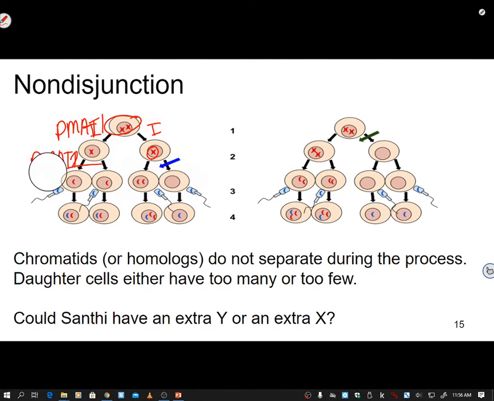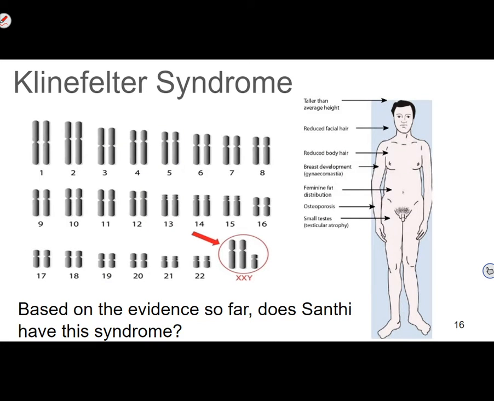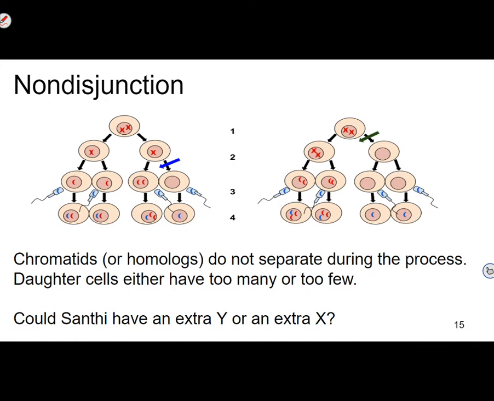So then, these are eggs. So then when the sperm comes and fertilizes this egg, look at this one. You have an XXY. Here you just have a Y. You don't even have an X. It's just a Y chromosome.